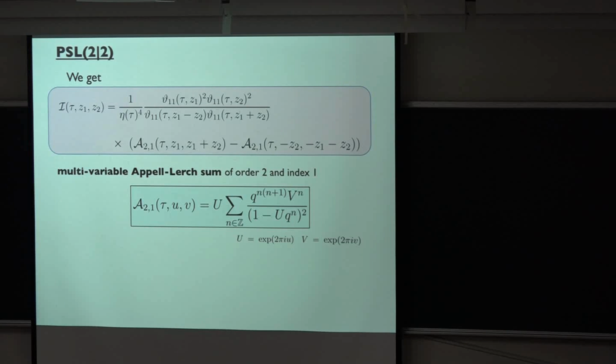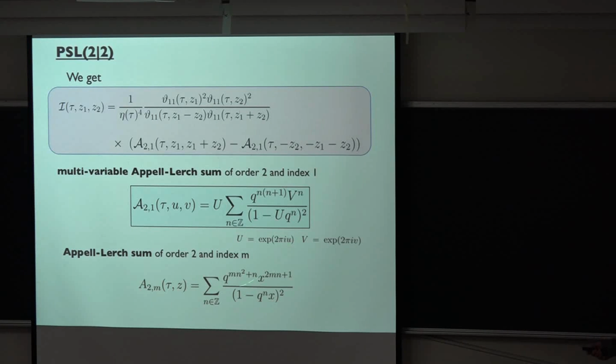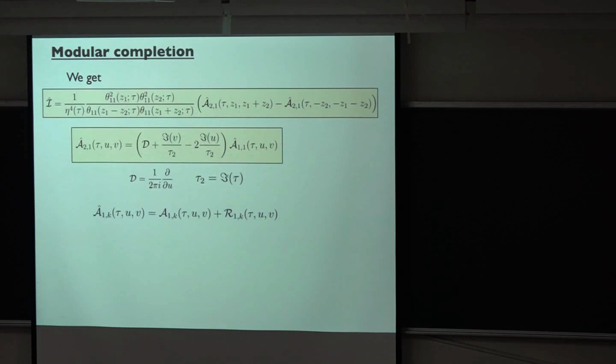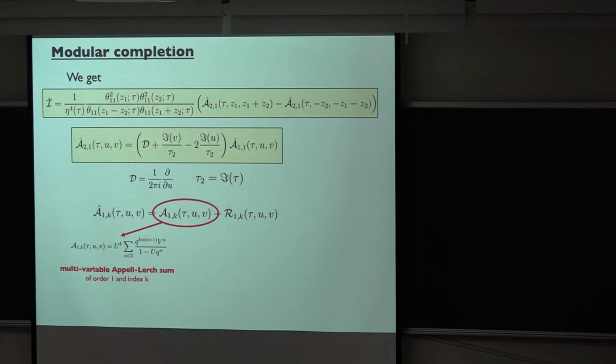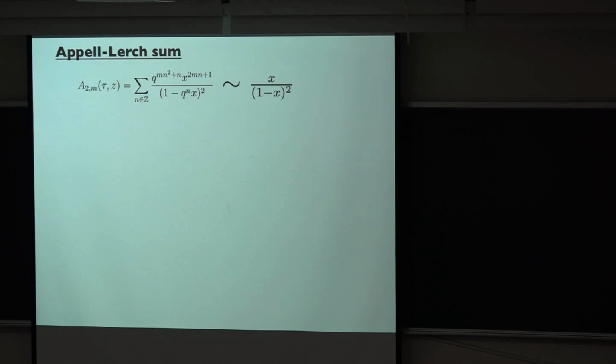So for the PSL2 case, this is known as the Appell-Lerch sum, a very interesting function, but I cannot explain it today. But yes, we are getting such a multivariable Appell-Lerch sum with order 2 of index 1. And we actually perform the modular completion of this function.